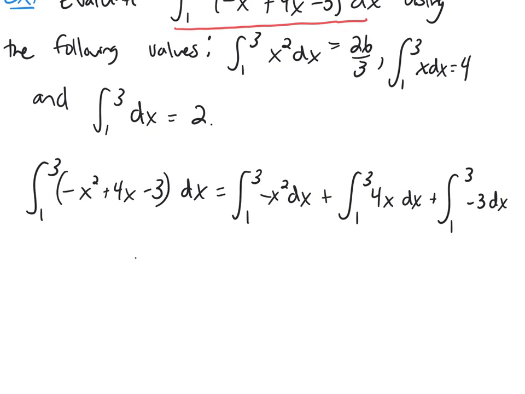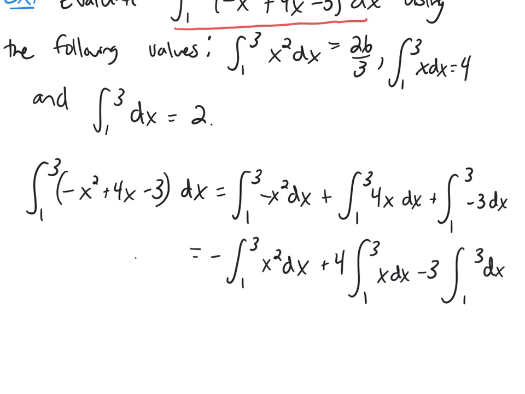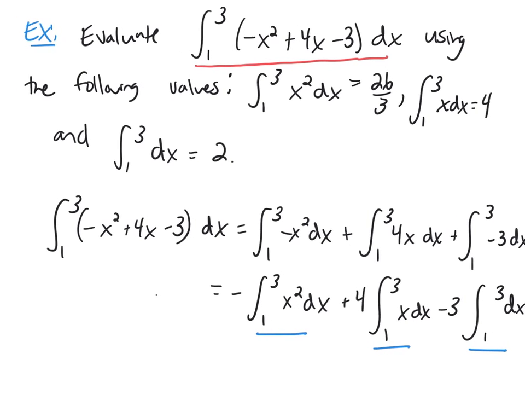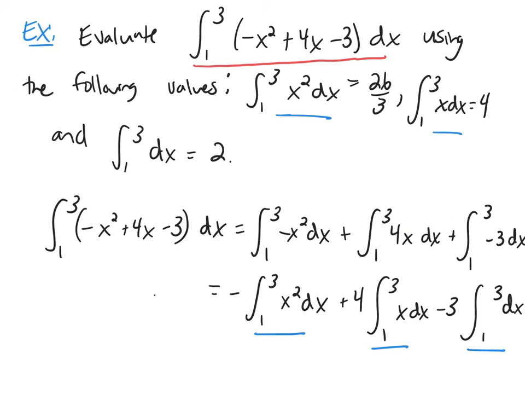Now let's use property 1 and pull out some coefficients. Let's pull a negative 1 out of the first one. Let's pull a 4 out of the second one. And a negative 3 out of the third one. Now these three definite integrals, these values were given to me in the problem, up here, here, and here. So I can now plug in for those.